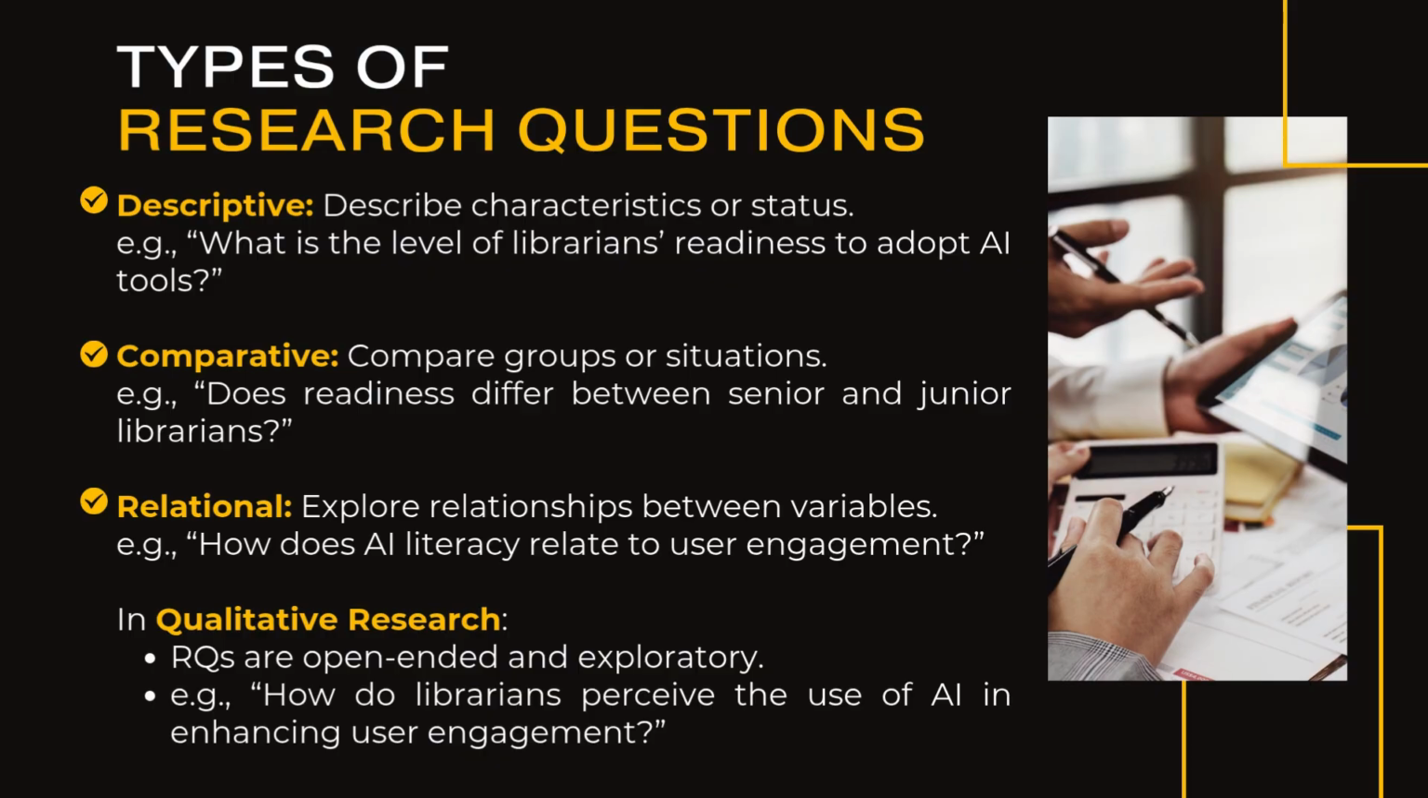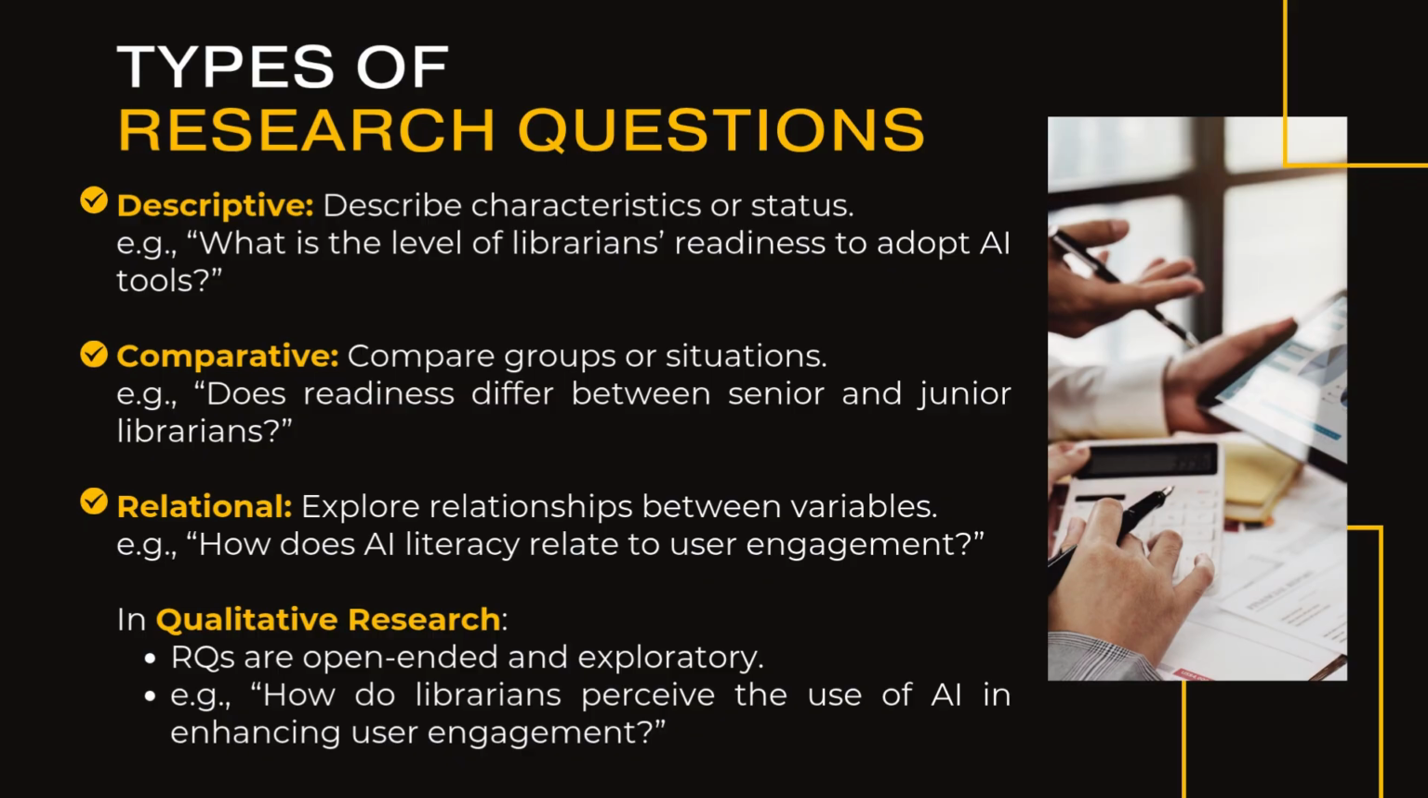The third type is a relational question. This one explores the link between two or more variables. For example, how does AI literacy relate to user engagement? Relational questions are especially common in quantitative research because they test correlations or predictive relationships.